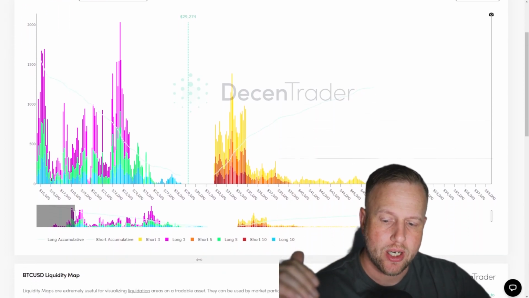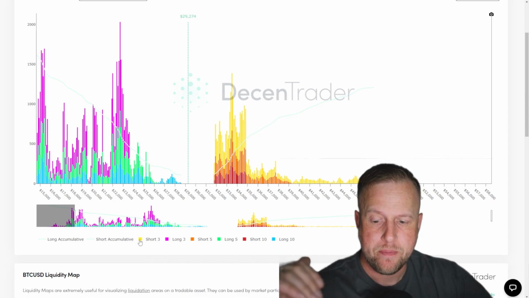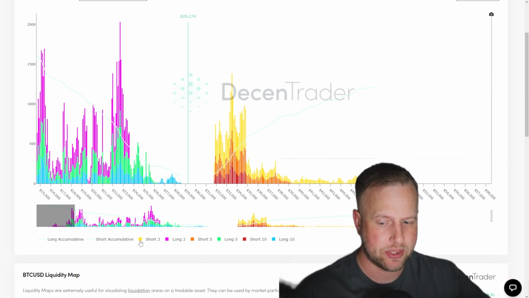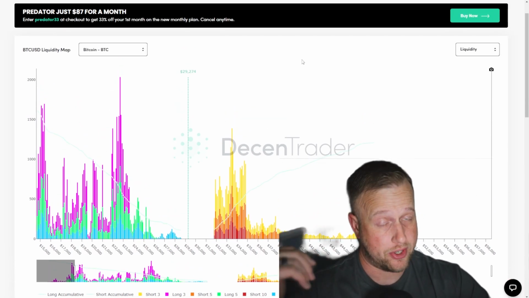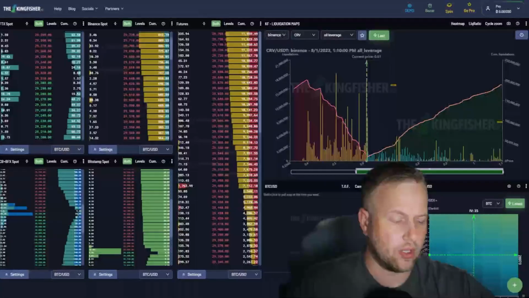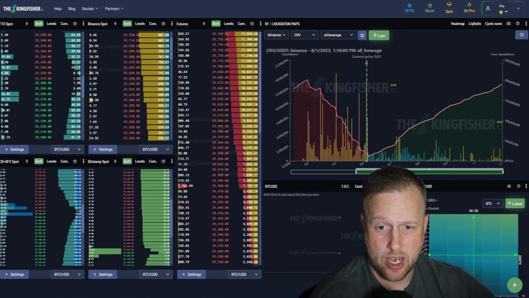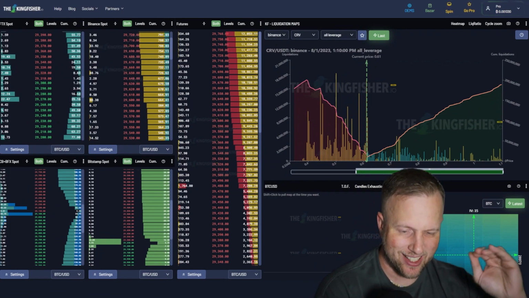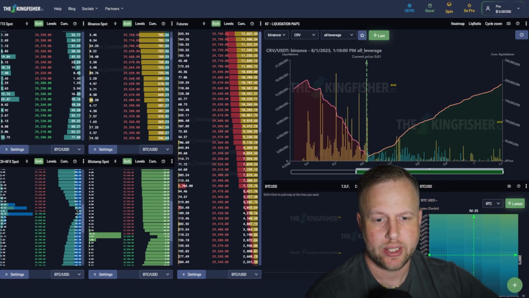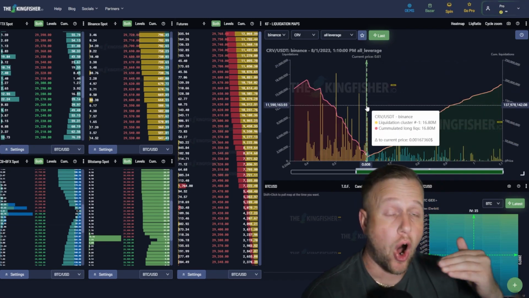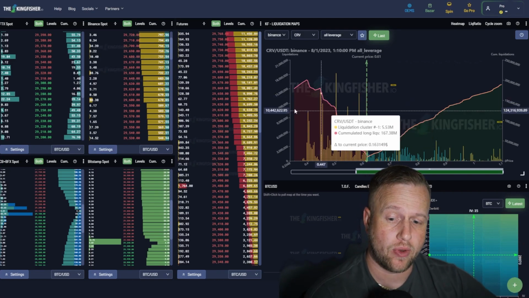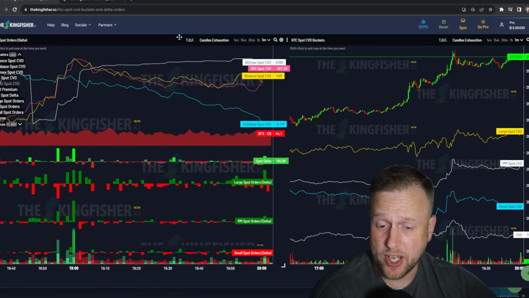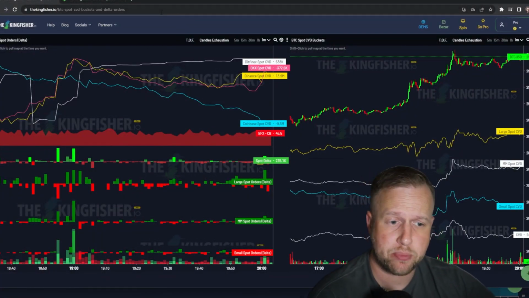Now, Decentrader only shows you for free the shorts, the longs that are 3, 5, and 10 times. On another site that I use, and it's my personal favorite, Kingfisher.io. Again, links are down below. This site gives you so much information. It should be illegal how much information you can get out of this site. Not only can you get the liquidity, all leverage, not just 3, 5, and 10. You can see the current order books, but on top of that, you can see the deltas, the spots, the market maker spots, whales.